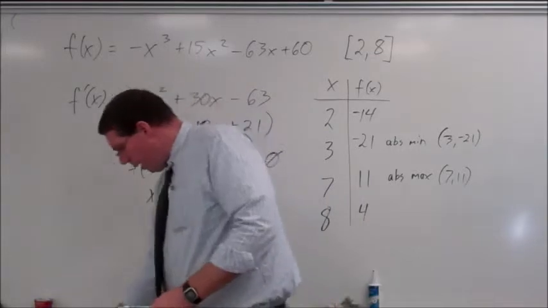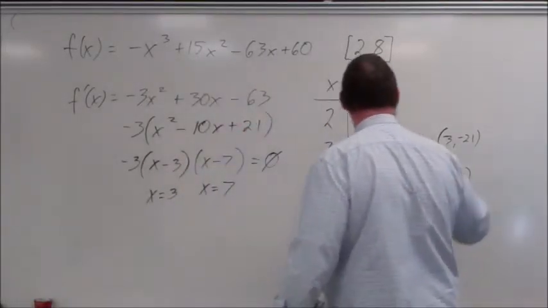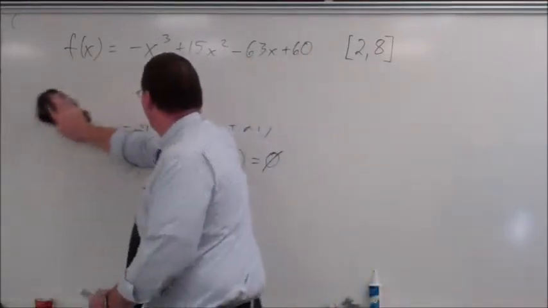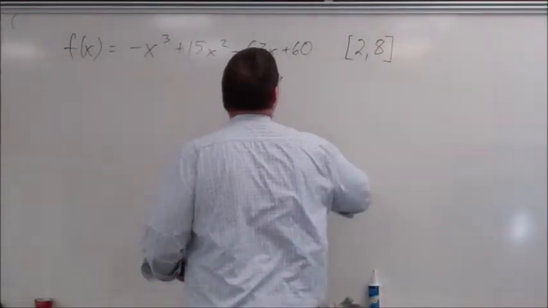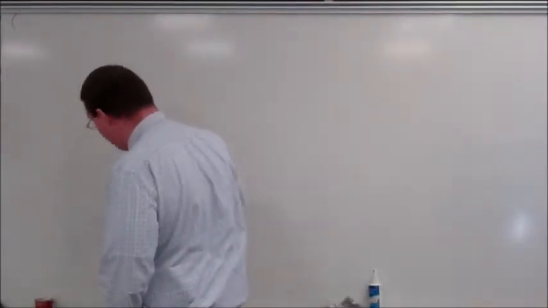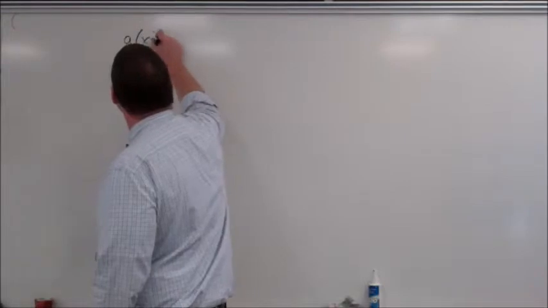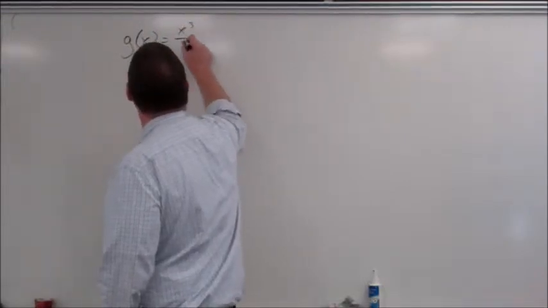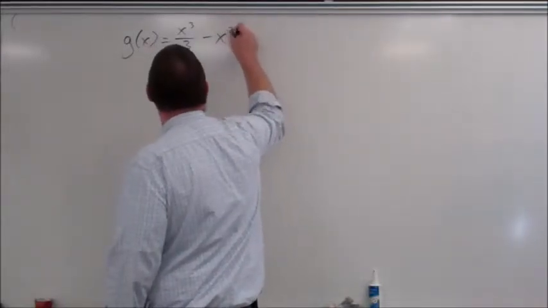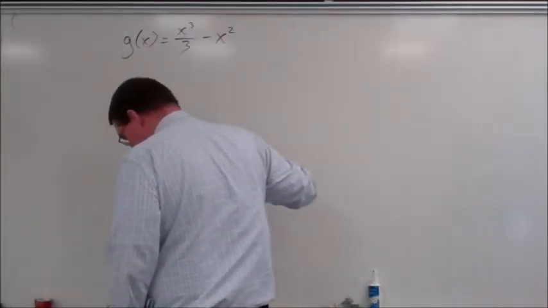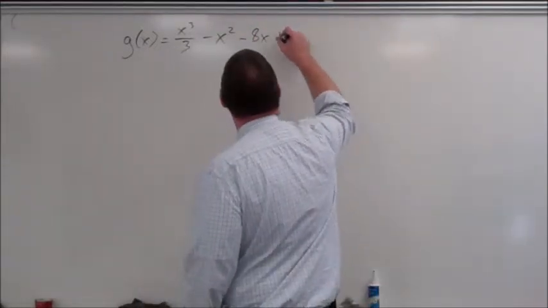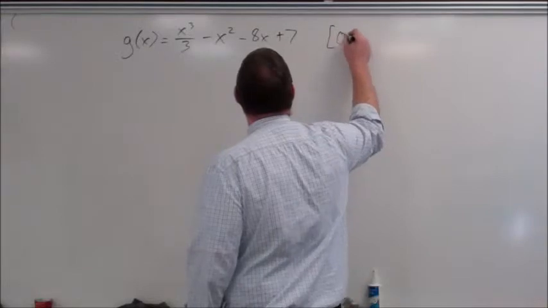All right, let's look at the next one now, g of x. G of x equals x cubed over 3 minus x squared minus 8x plus 7 on the interval 0 to 6. Closed interval 0 to 6.